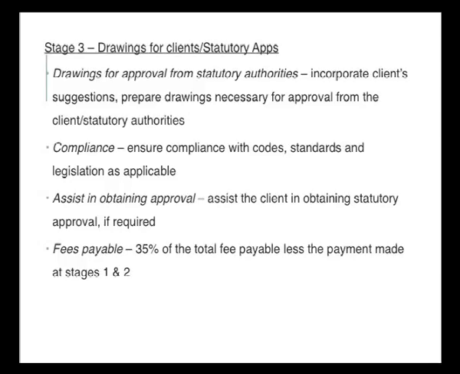So stage 3 will be drawings for the approval from the statutory authorities, incorporating the client's suggestions and preparing drawings necessary for the approval from the statutory authorities. So here the fees payable will be 35% of the total fees payable less the payment made at stage 1 and stage 2. So at the point of stage 3, we will be paying 35% of the total fees for the architect.